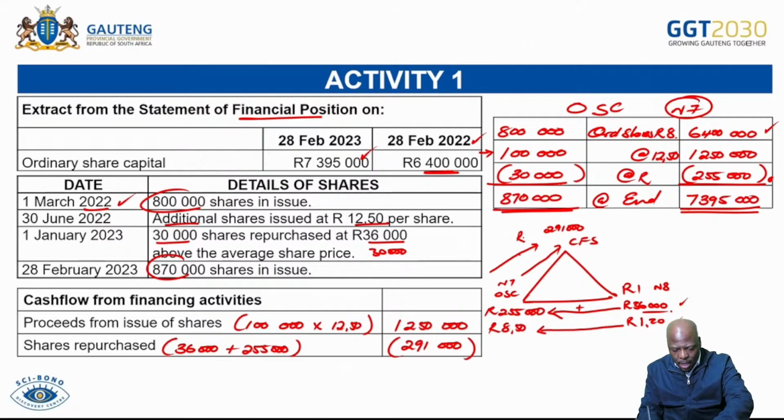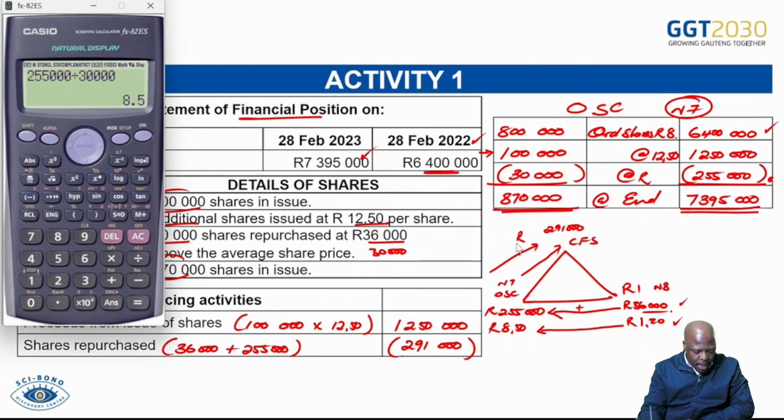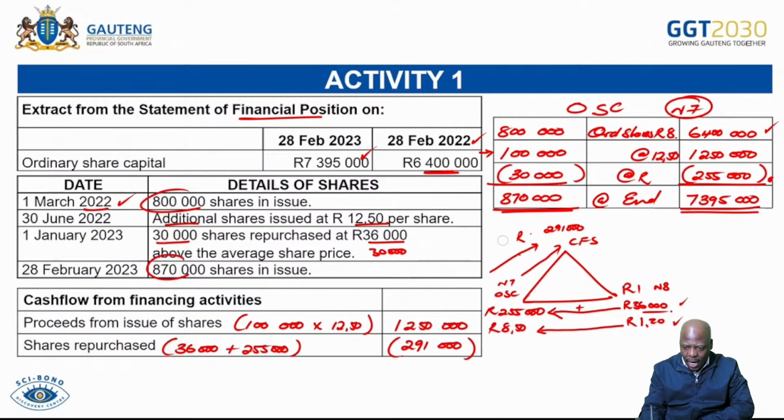If I say my 8.50 plus my 1.20, which is the one we get here, that is going to give me my 9.70. So I come here, it's 9.70.